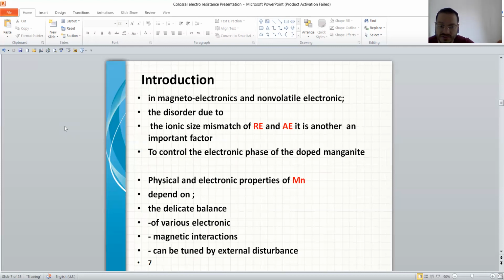Let me repeat that, it's important. The physical and electronic properties of the manganites depend on a delicate balance of a few things. These things are the delicate balance of various electronic interactions, the delicate balance of magnetic interactions, and the delicate balance tainted by external disturbance. That delicate balance is very important because the manganites depend on it to determine the physical and electronic properties.